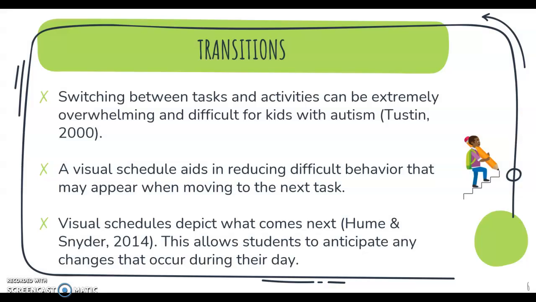So visual schedules help with transitions. Switching between tasks and activities can be extremely overwhelming and difficult for kids with autism, and this is often due to the lack of predictability throughout their day, especially when unexpected changes arise. However, a visual schedule aids in reducing difficult behavior that may appear when moving to the next task. This is because visual schedules depict what comes next, and this allows students to anticipate any changes that occur during their day.